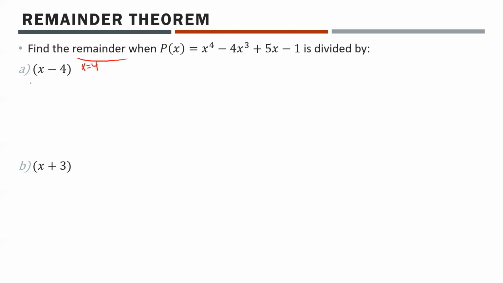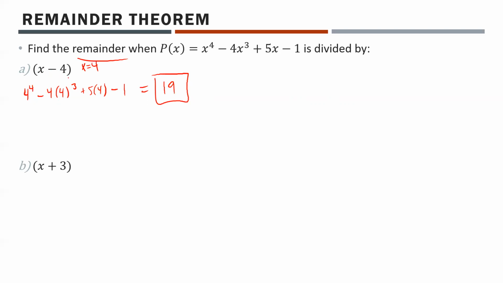So plugging in x is 4 into this gives me 4 to the power of 4 minus 4 times 4 to the power of 3 plus 5 times 4 minus 1. Now I'm going to be very crafty here. 4 to the power of 4 minus 4 times 4 to the power of 3, those are going to actually cancel each other out. And if you don't believe me, you can always type it in your calculator. Long story short, I know this is just going to be 5 times 4 minus 1. This is going to give me 19. So 19 would be my remainder if I was dividing by x minus 4.